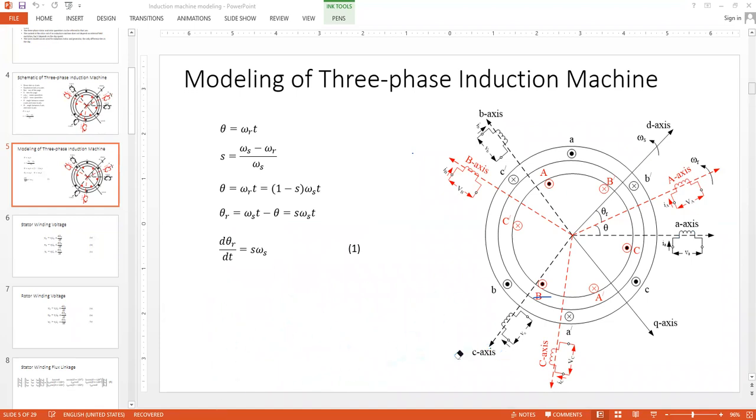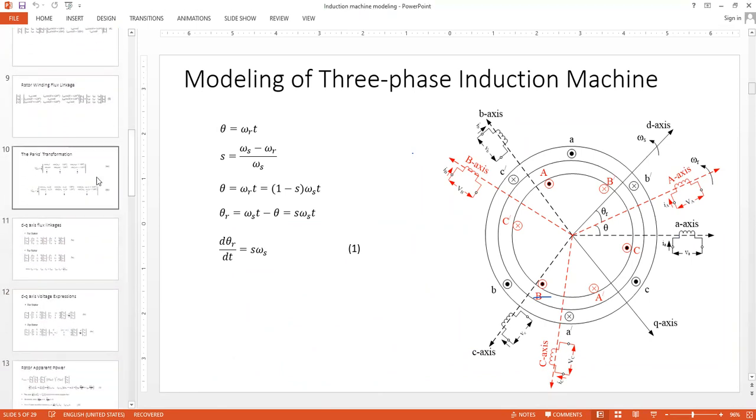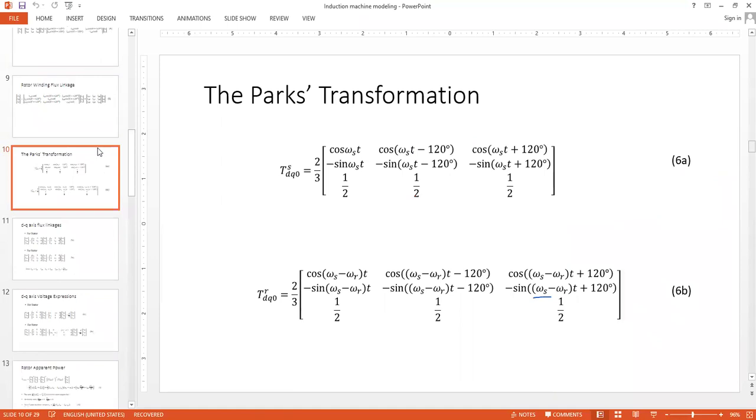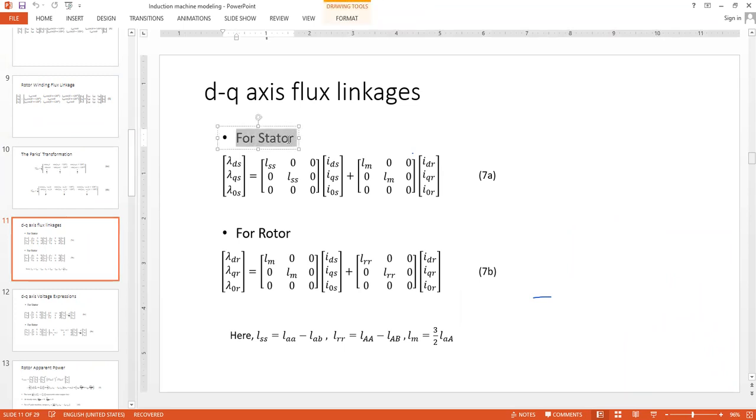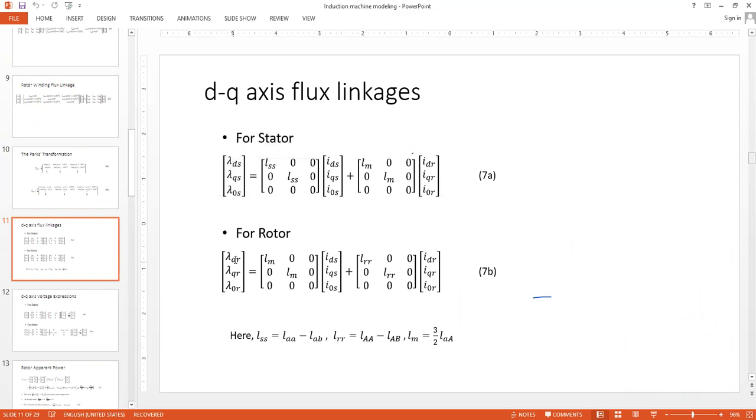In this manner, we are going to introduce two different Park transformation matrices for the derivation of the model for the three-phase induction machine. These are presented here in equations 6a and 6b respectively. Then we applied those Park transformations for obtaining the dq0 frame flux linkages for the stator, which are listed here: lambda d, lambda q, lambda 0. S stands for the stator here. And similarly for the rotor, lambda dr, lambda qr, and lambda 0r, we get equation 7b.